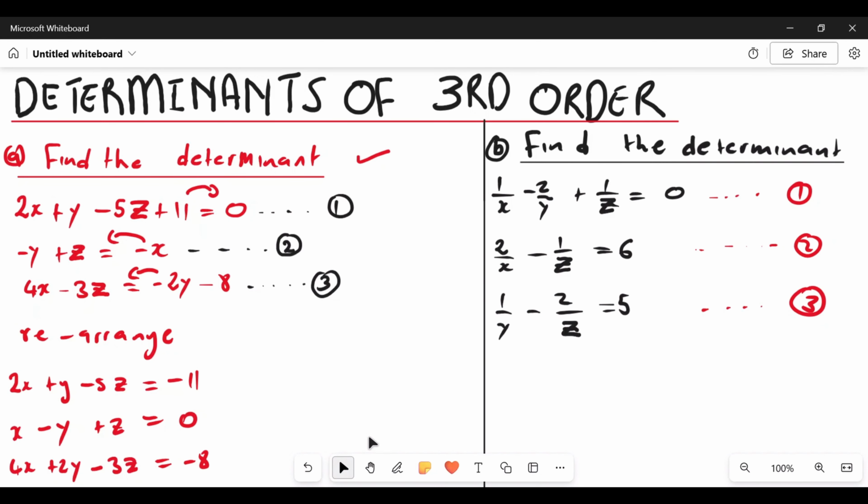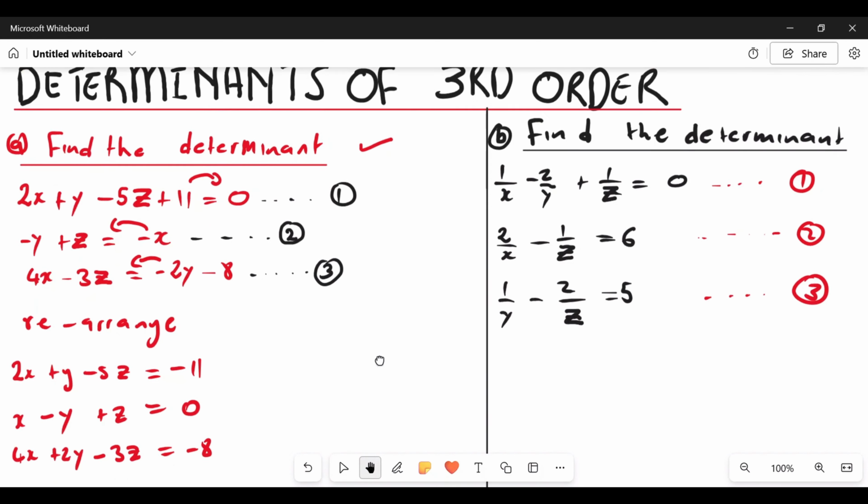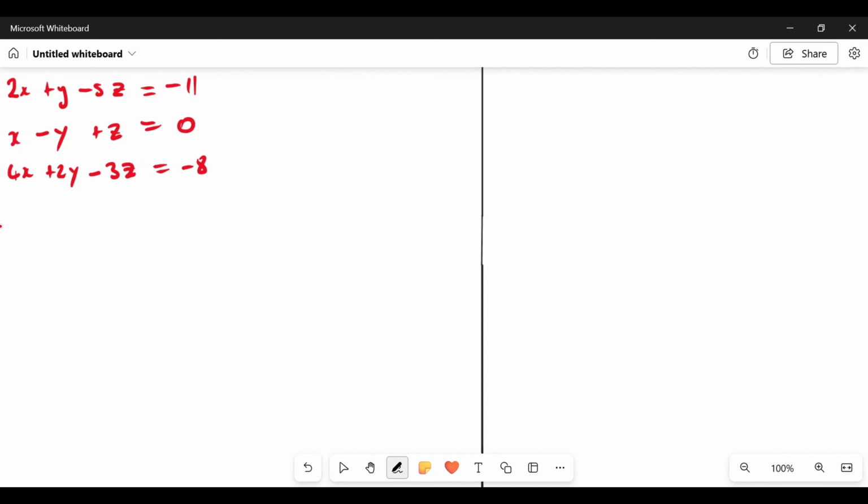Let me create more space so that we are able to do the square matrix. Right, so this is what we have here. If we create our square matrix, we have to write D, and then we equate it to our square matrix. Remember, we are calculating the determinant on this one. When you create your square matrix, you only take the coefficients of the variables. Each and every equation here represents a row. The first row, we're going to take the coefficients of x, y, and z.